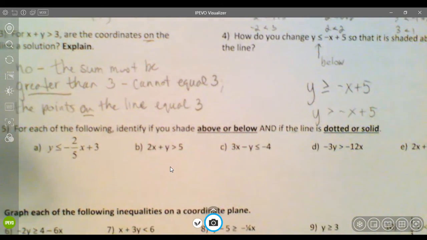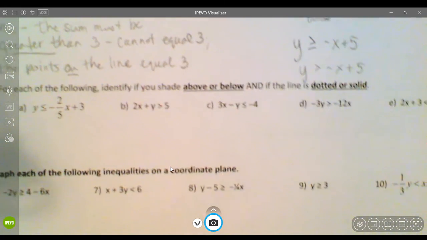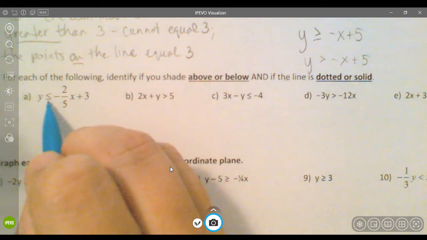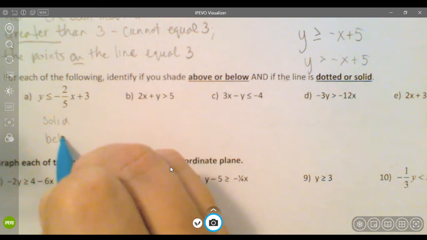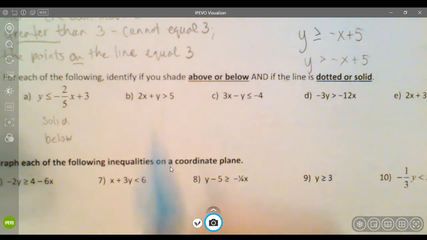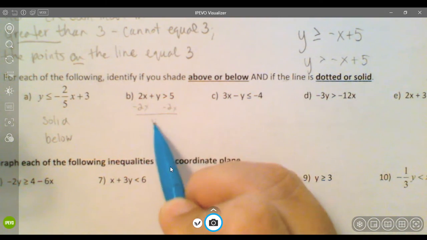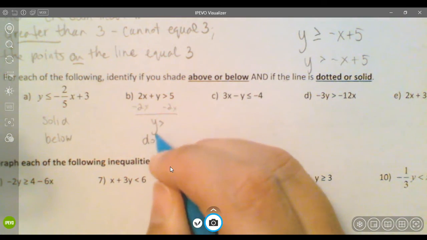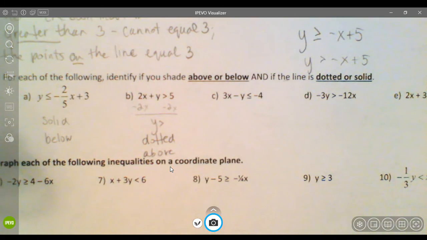All right, for each of the following, identify if you shade above or below, and if the line is solid or dotted. So here, this is solid, and we shade below. This one, we'll move the 2x to the other side. Y is greater than, and I don't care about that. I know this is dotted, and we shade above. Okay.